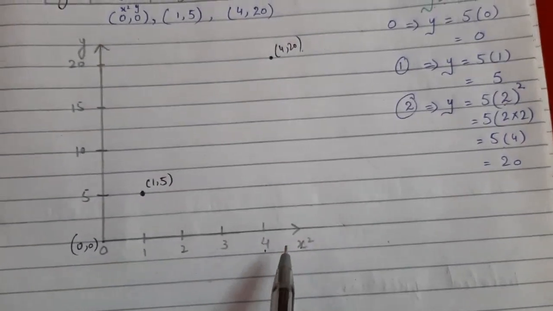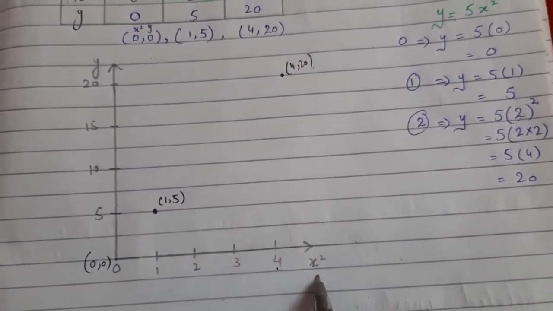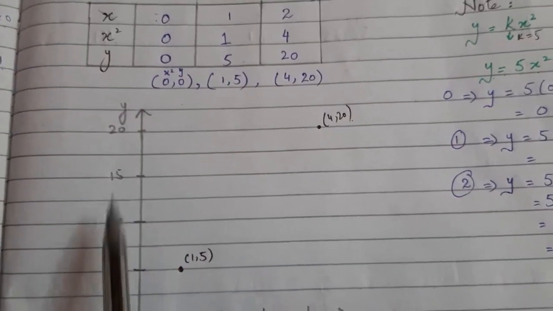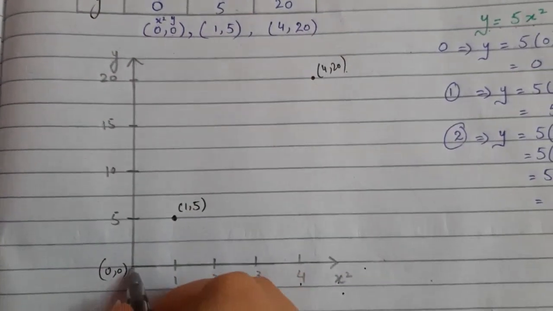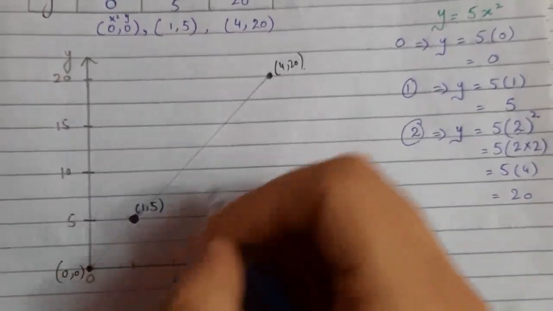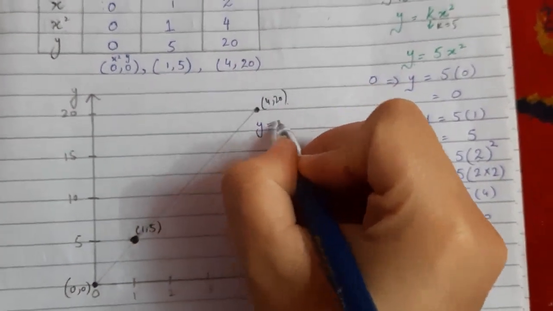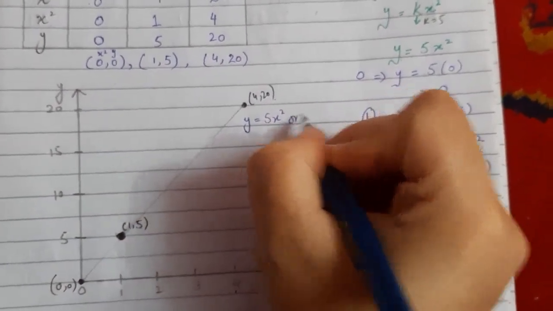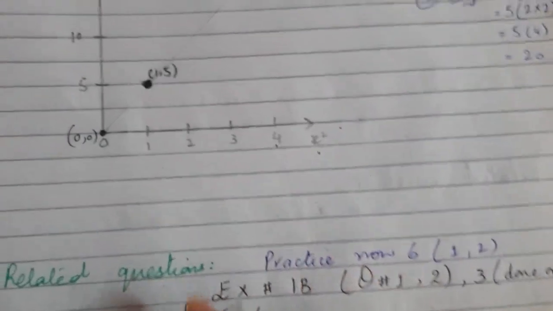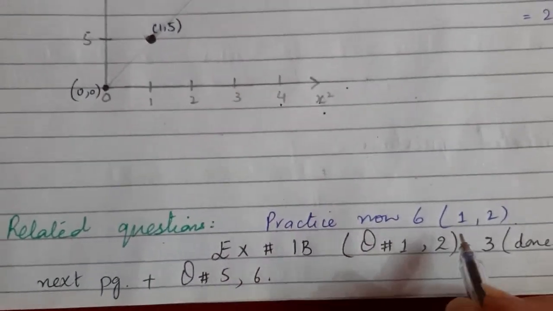And what you have seen here is that x square is plotted on the x-axis and y is taken on the y-axis. After plotting all these points, we are going to join these points. So this is the graph for y is equals to 5x square, or y is directly proportional to x square. The related questions are Practice Now 6, 1 and 2.